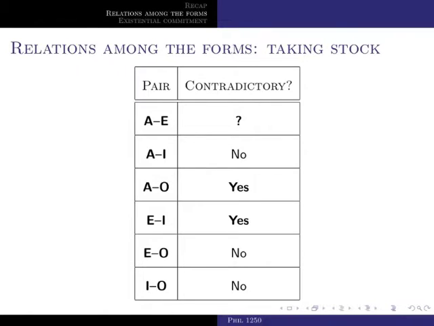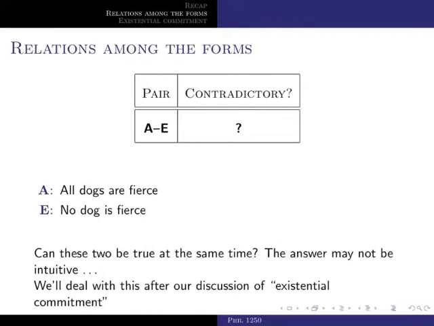But so far, we have said nothing about A and E. Are they contradictory? For instance, "all dogs are fierce" and "no dogs are fierce." Are these two contradictories? Can they be true at the same time? Well, the answer may be strange, but we'll deal with this after a discussion of so-called existential commitment. For now, remember that for contradictory forms, in their cases, one has to be true and the other one has to be false. It is impossible for both of them to be false at the same time. Now, is it possible for both A and E to be false at the same time?